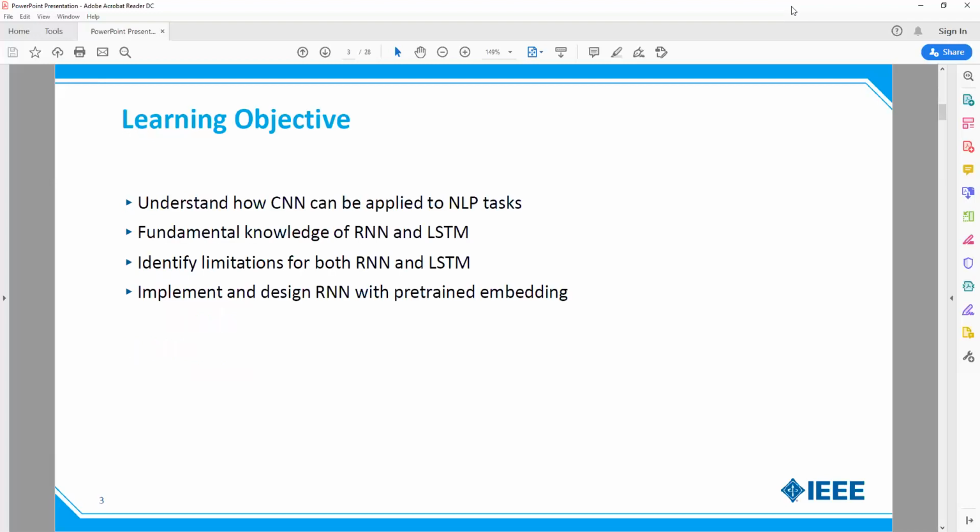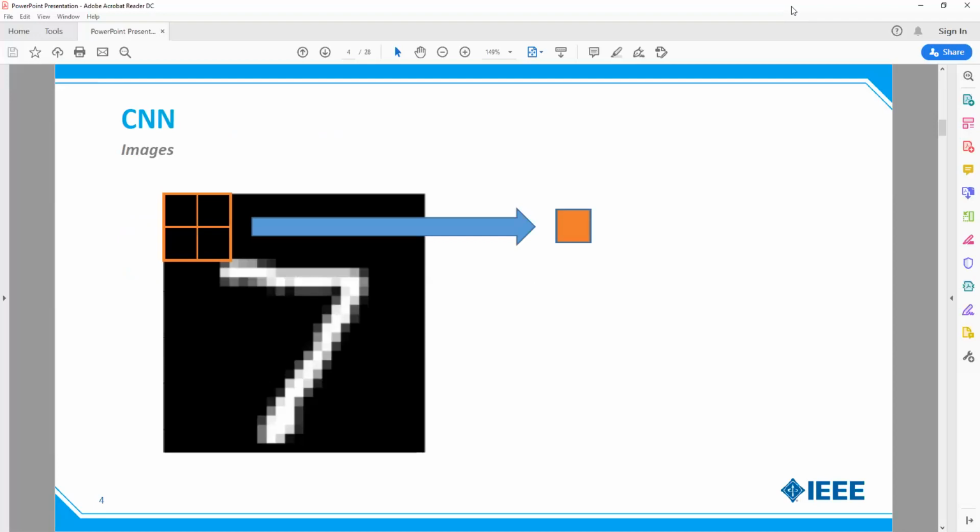So for this week's learning objectives, we're going to provide an understanding of how CNN can be applied to NLP tasks. CNN is primarily for image processing. However, there is a technique such that the architecture can be used for NLP. We'll provide fundamental knowledge of RNN and LSTM, be able to identify limitations for both RNN and LSTM, as well as implement and design RNN with pre-trained embeddings. So straight to it, CNN.